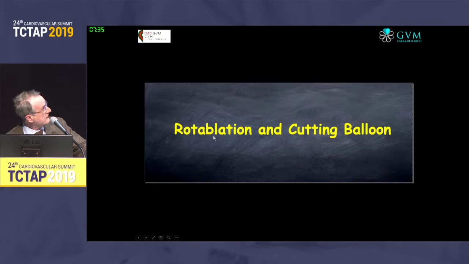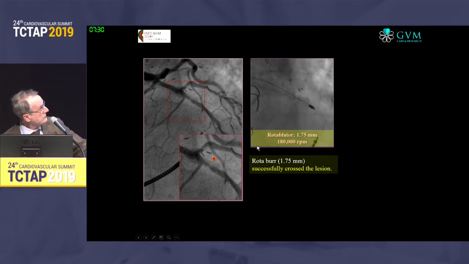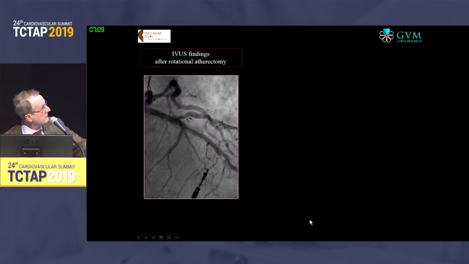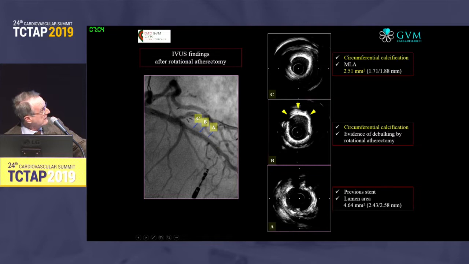So rotablation is something so familiar that I don't think we need to discuss it too much. But this is an interesting case. Despite 1.75 rotablation, which crossed the lesion well, there was still incomplete balloon expansion. It's not so clear here, but by IVUS the calcium was still not broken completely. There are some fractures in the calcium, but not enough to guarantee good balloon expansion.